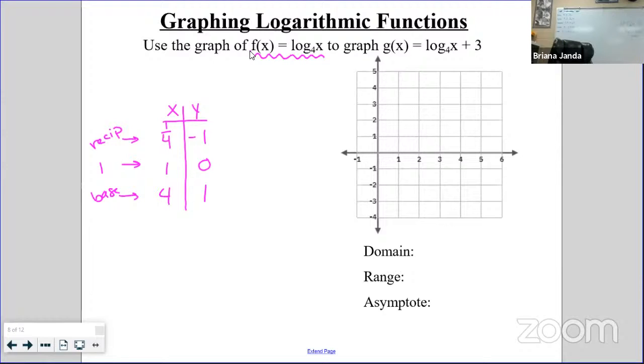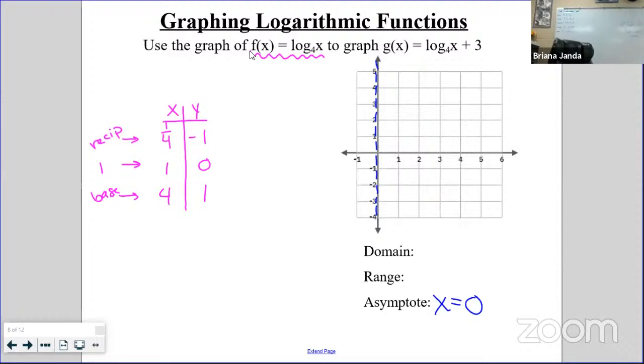Outside, okay, so outside moves us which direction? +3, up. Is that going to impact my asymptote? No. It is not going to impact my asymptote, so I will start by drawing my asymptote unchanged at x equals 0. Guys, I cannot stress enough, these 3 things below your graph, know them. With logarithmic, it is a vertical, x equals 0, okay?